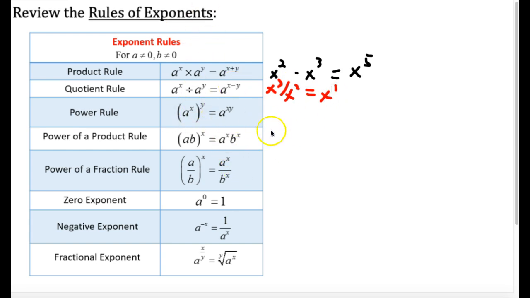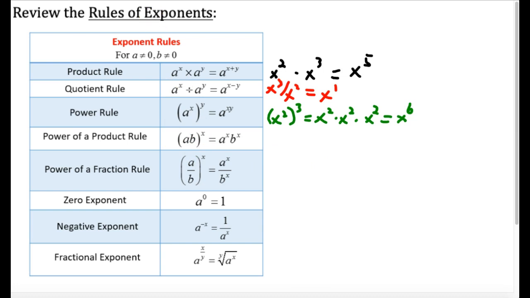The power rule, when I'm raising a power to a power, so if I have x squared to the third power, what that's saying is, well, I'm going to take x squared times x squared times x squared, right? So if we're thinking back to our product rule, I can just add these exponents together. Or, the shortcut here is just to multiply these exponents. If I'm raising a power to a power, I can just multiply the exponents together.